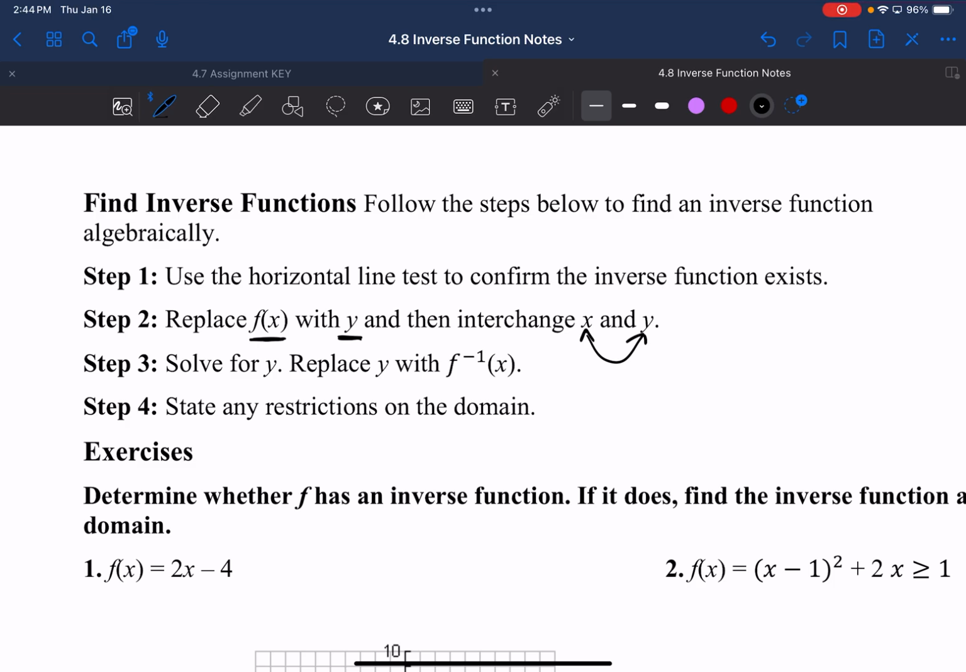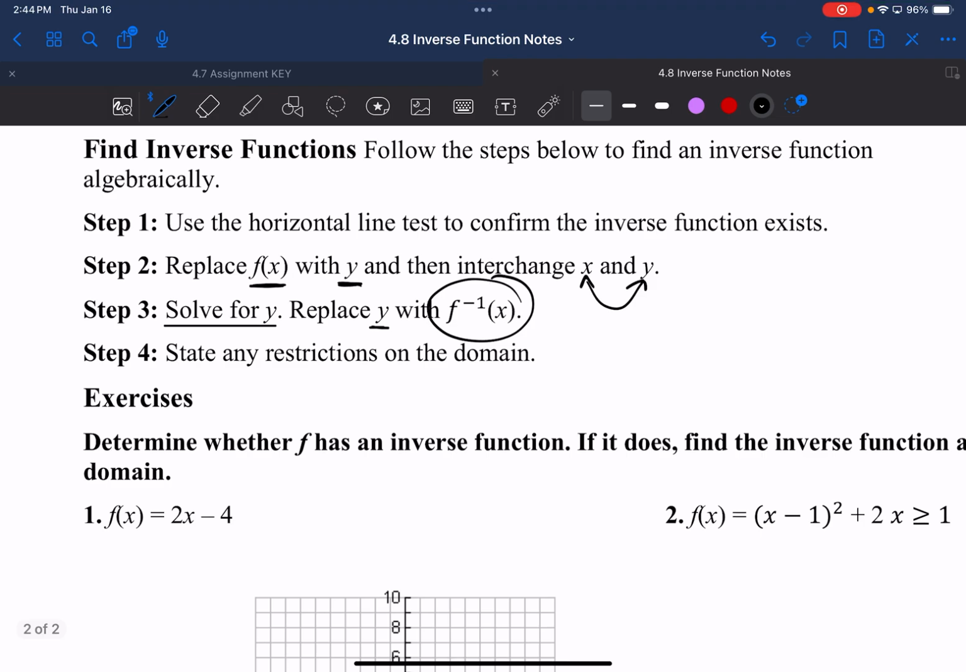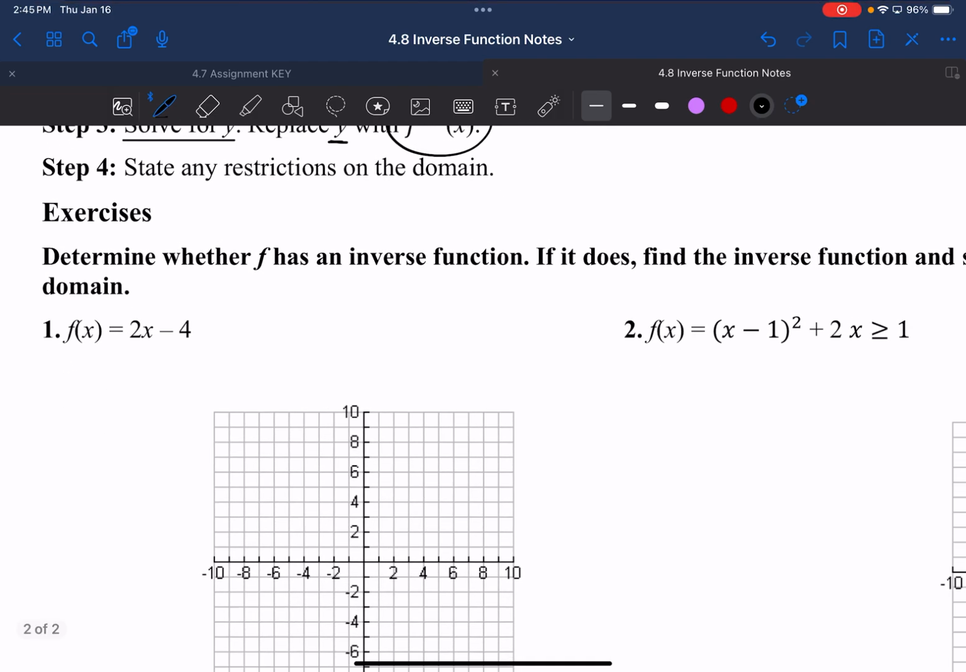So once you switch it, it says now solve the equation to get y by itself so that it'll be in the correct form. And then change your y out for this notation. This means inverse. Okay? And then if there are any restrictions, state those restrictions. So like if you need to say all the points except this part, then you would state that. Okay, so let's see here.